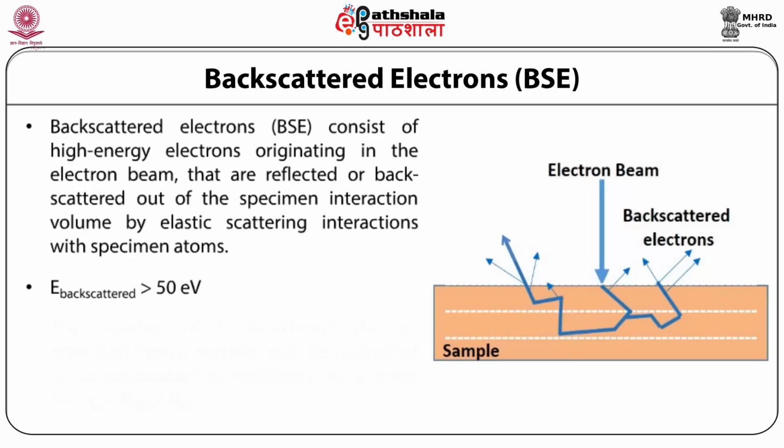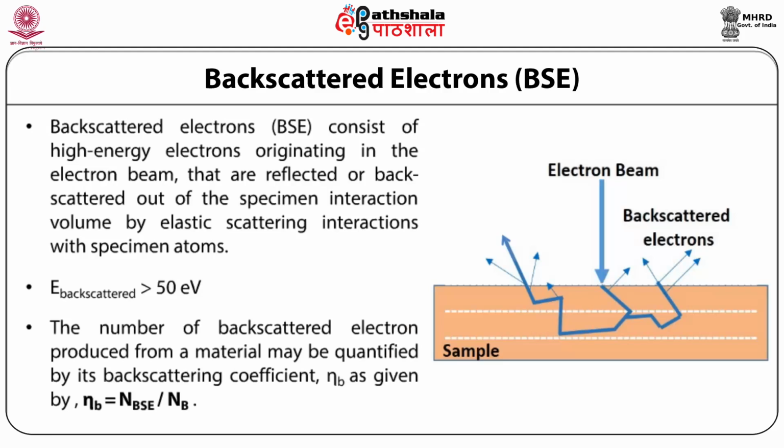The transmitted and backscattered electrons can have energies from about 50 electron volts up to the accelerating voltage E0. The number of backscattered electrons produced from a material may be quantified by its scattering coefficient eta b, which is equal to the number of backscattered electrons leaving the specimen divided by the number of beam electrons incident on the specimen. This coefficient depends strongly on a sample's average atomic number.